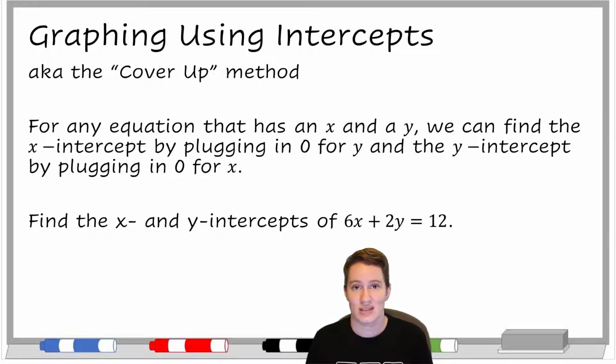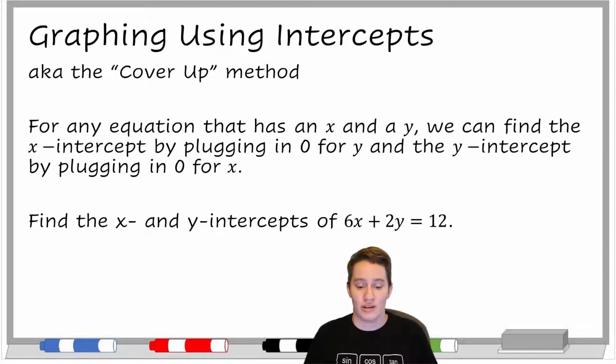For any equation that has an x and a y, we can find the x-intercept by putting a 0 in for y and solving. And then we can find the y-intercept by plugging in 0 for x and solving. So that's going to be two separate things that we do. And we're going to do that here on this example, 6x plus 2y equals 12, and not worry about graphing it, we're just going to find the intercepts.